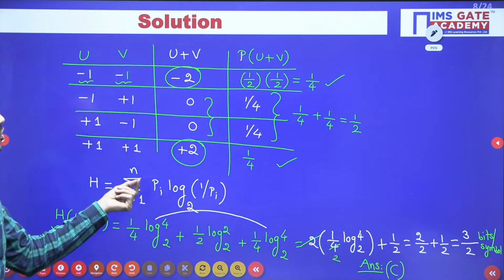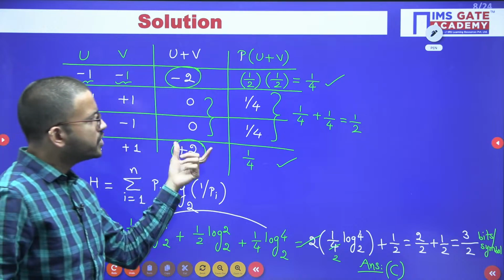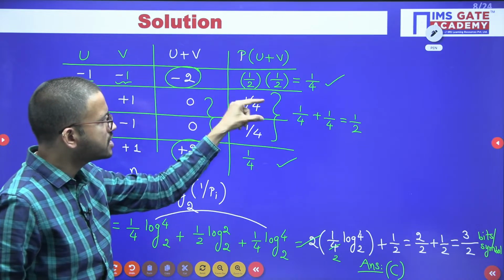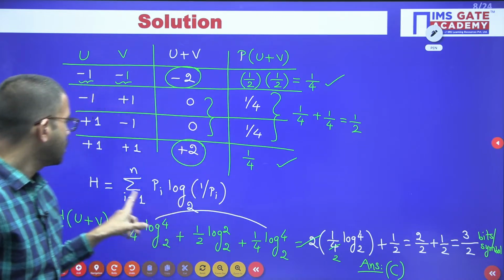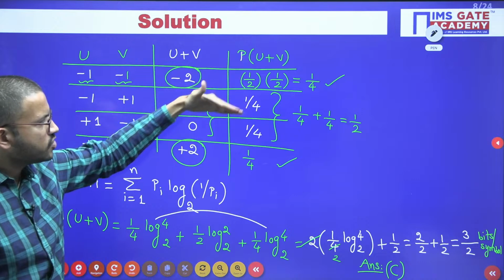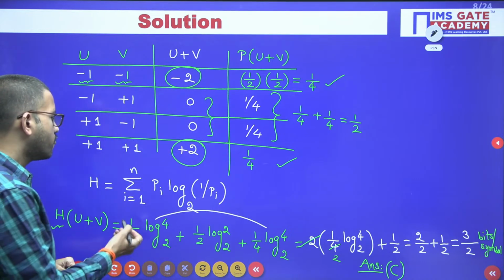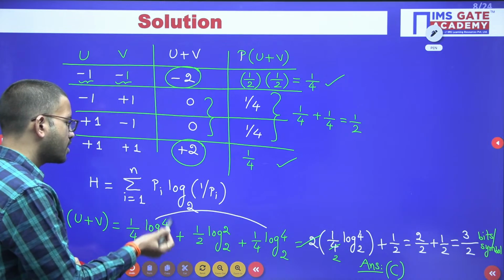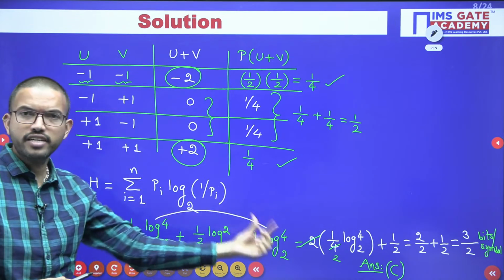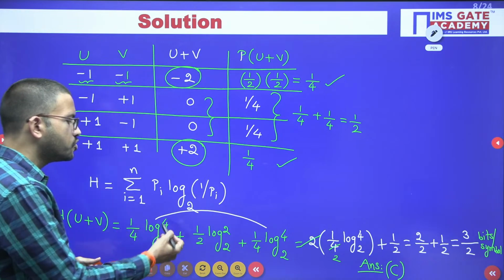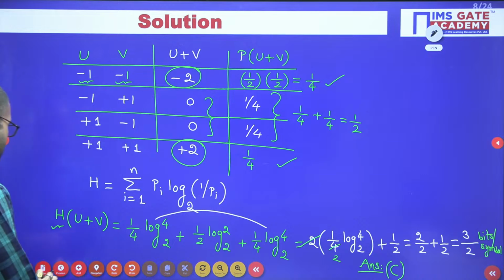Okay, so some students will do here, instead of considering here 1 by 2, they might have considered like 1 by 4, right? So here in every case you are getting 1 by 4 log 4 base 2, and that term you are going to get 4 times. So that means 4 and 4 will get cancelled. Log 4 base 2 is nothing but 2.